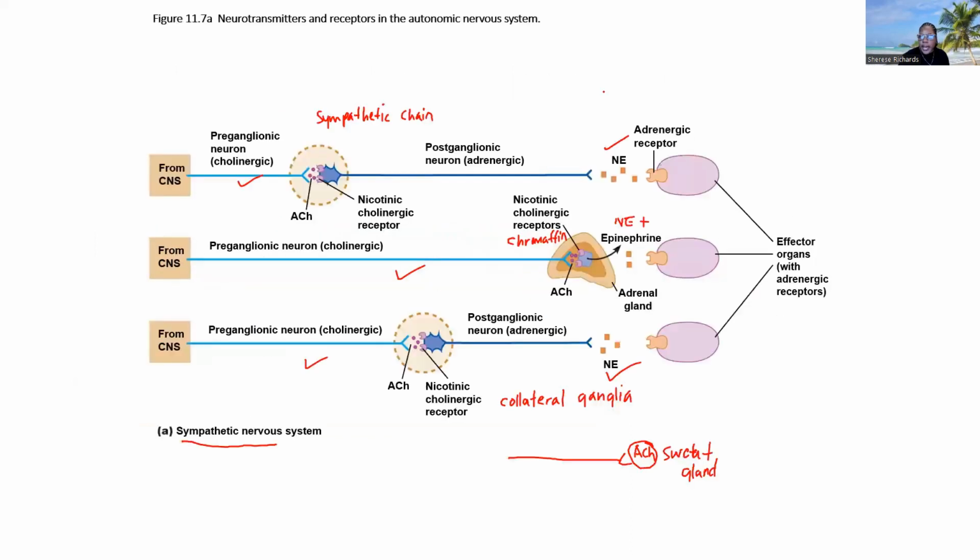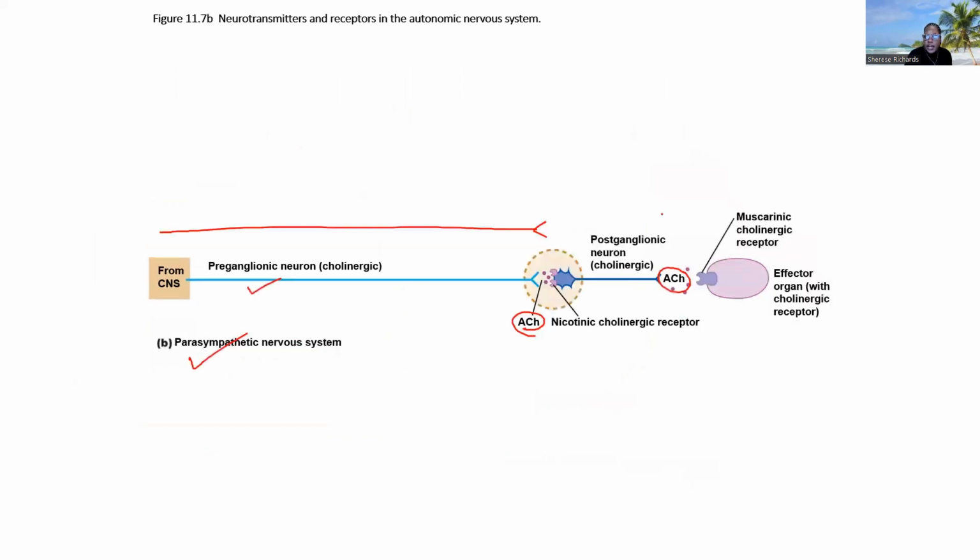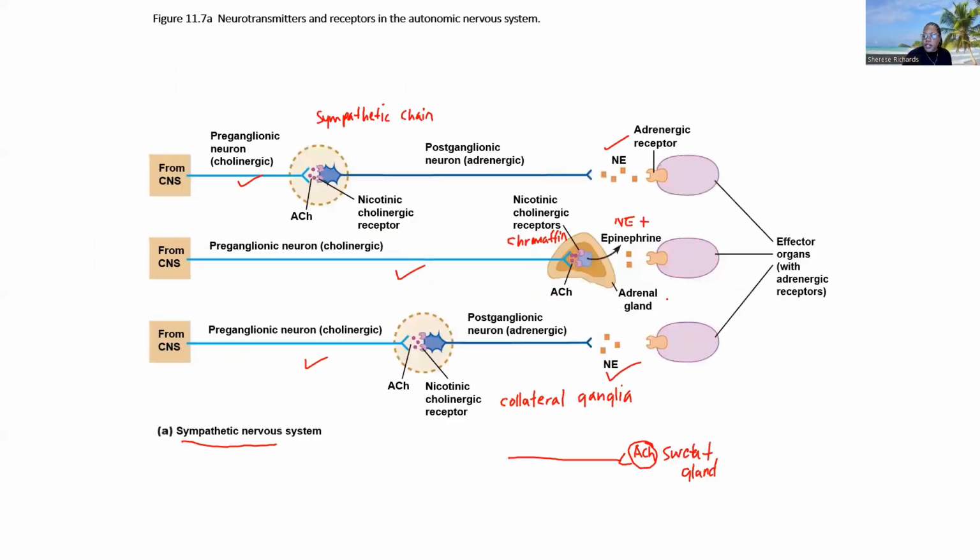So let's look at where these receptors are. So let's look at the sympathetic nervous system. And we can see that on the, let's go to the parasympathetic. On the effector tissue for the, sorry, I'm having a brain fart here. Let's go back here. So this is what I want to begin with.